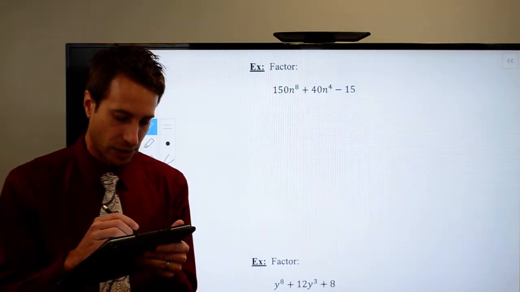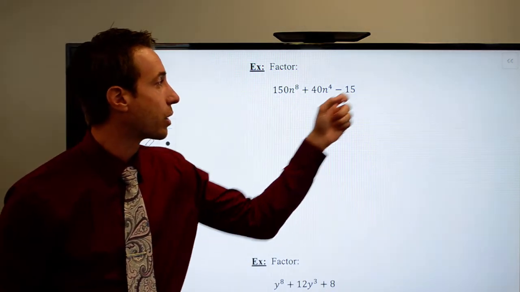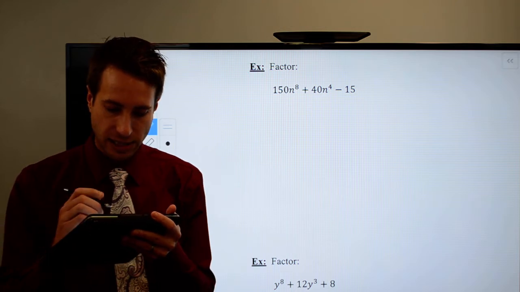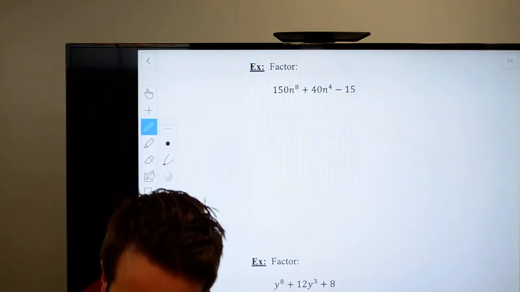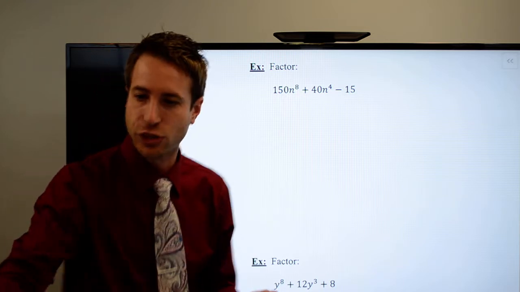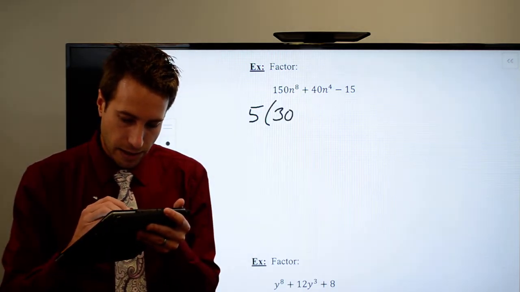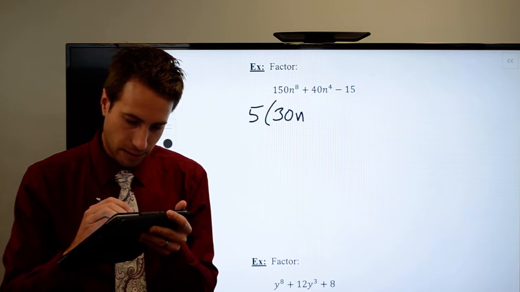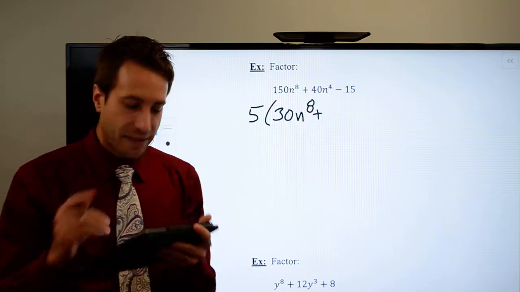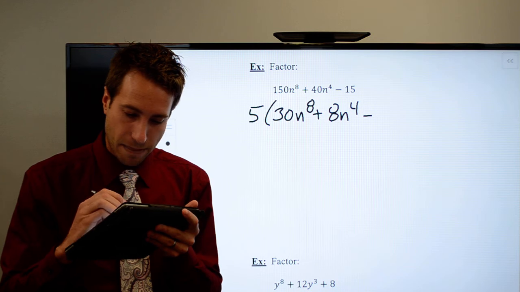Let's take a look at a couple of examples and see how this is going to work. All right, I take a look at this one, and first of all, what you should see is 150, 40, and 15, so I have a GCF of 5. I should be able to pull out a 5. Let me double check and make sure. Yeah, okay, so I'm going to pull out a GCF of 5. That leaves me with 30 n to the 8th plus 40, pull out a 5, that's going to be an 8, and minus 15, pull out a 5, that leaves you with a minus 3.